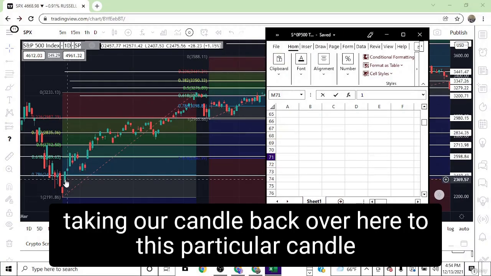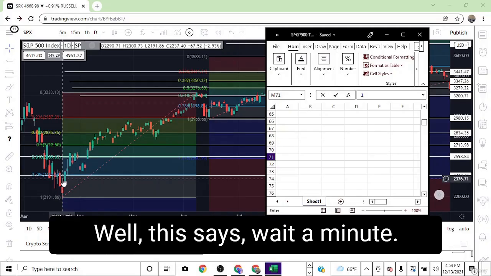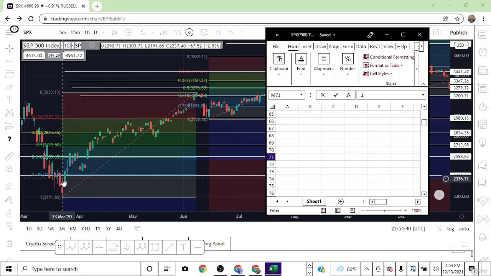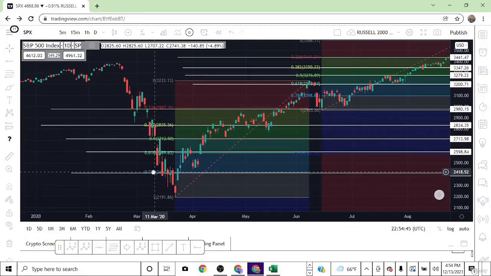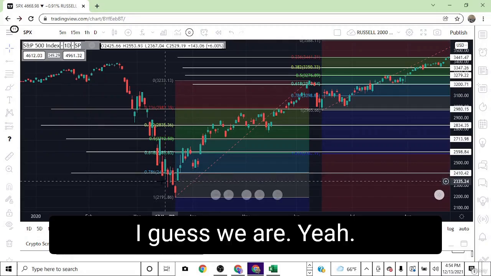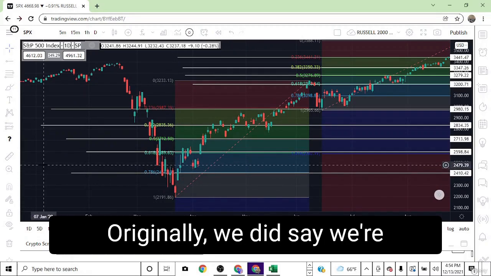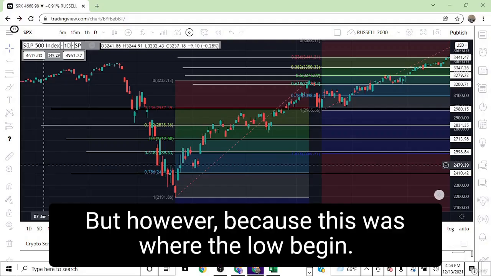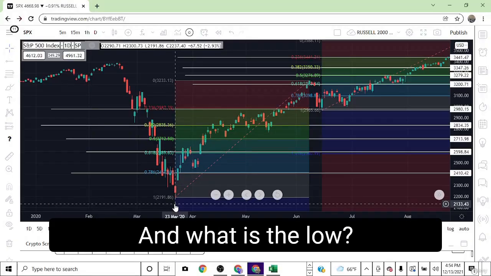Again, taking our candle back over here to this particular candle, where we're going to the beginning. Wait a minute, are we in the right spot? We may not be. We need to go a little bit further. I guess we are, because it says March of 2020. Originally, we said we were going to start in December, but because this was where the low began, we started in March. So we're right here. And what is the low?